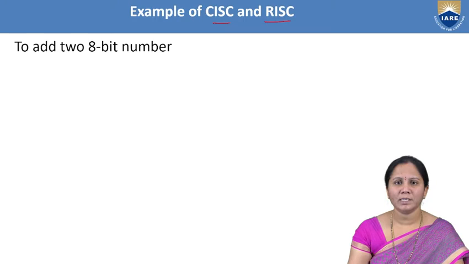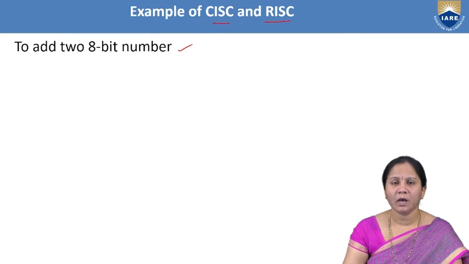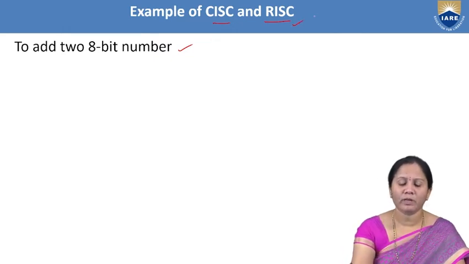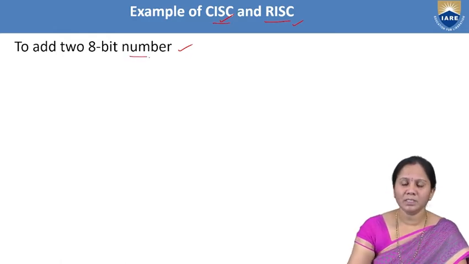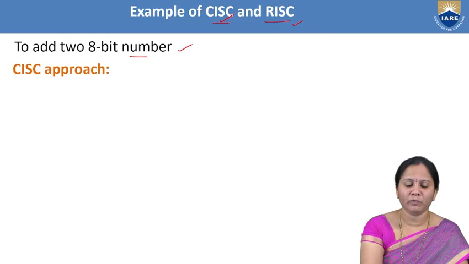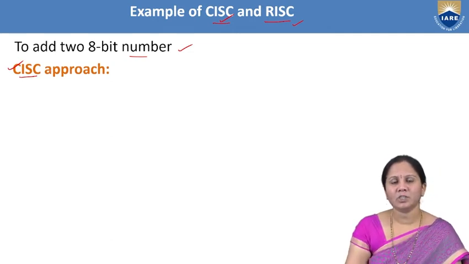Let us consider a simple program here to add two 8-bit numbers. How will the operation be if you go for RISC, that means if you use reduced instruction set computing, and how can the same operation be performed if you go for CISC architecture? First we will see how it is performed using the CISC approach. CISC stands for complex instruction set computer. As we know, the instruction set is very complicated.